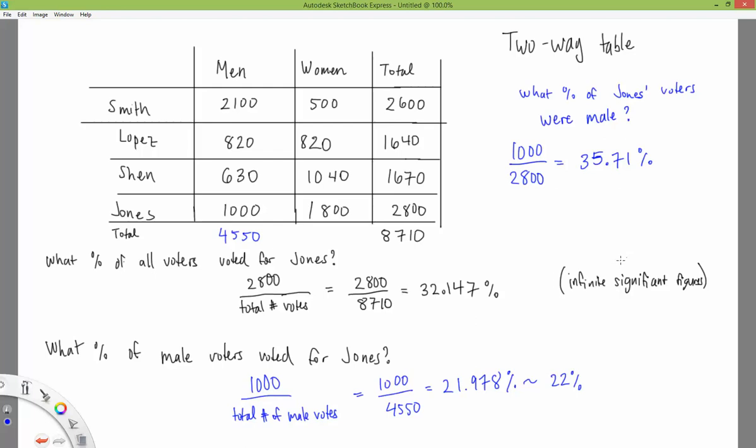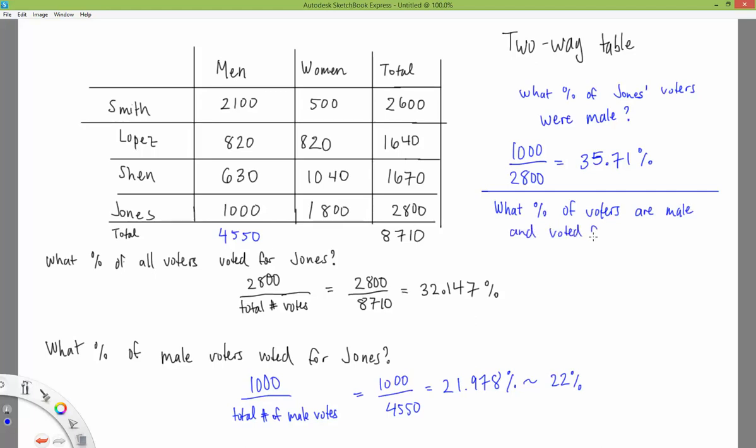And this question is further different from, let me just erase this infinite significant figures thing. Here, it's much easier this way. Okay, what percentage of voters are male and voted for Jones? That's different, isn't it? Yes.